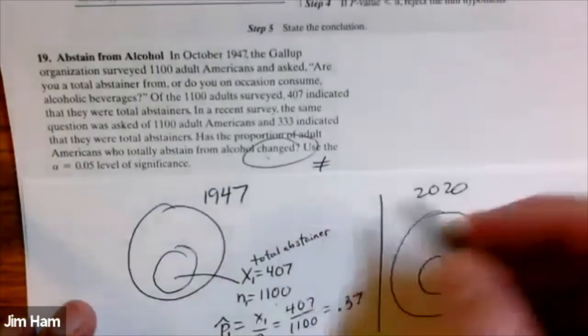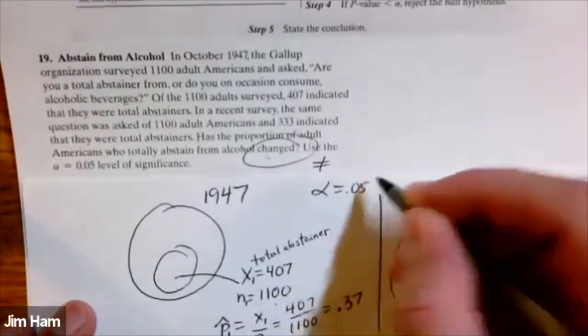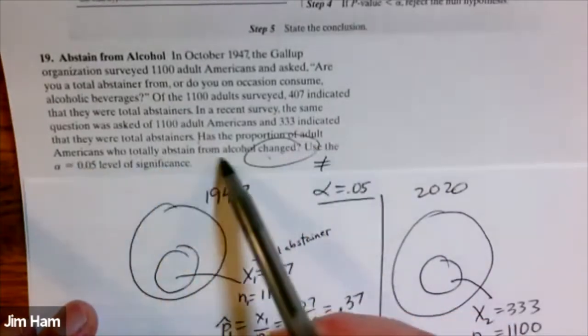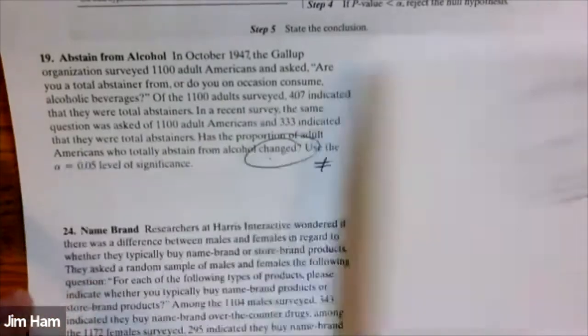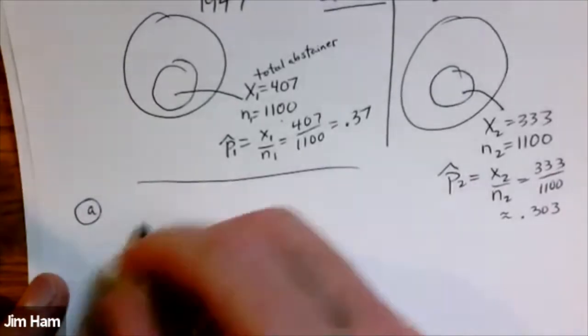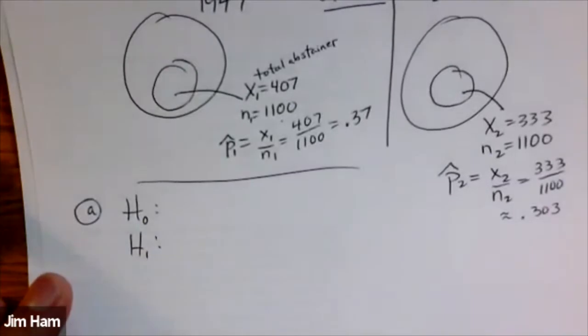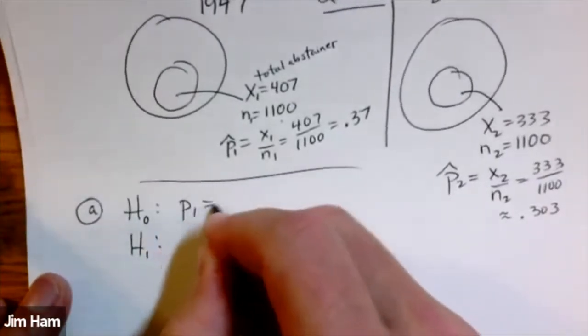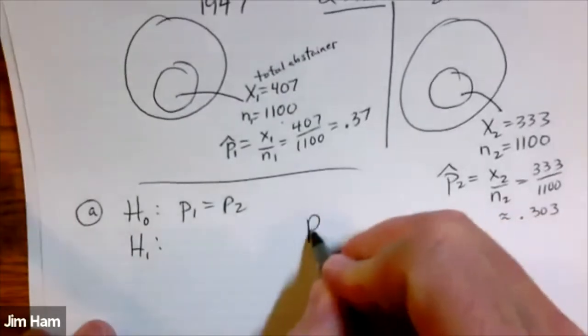The other thing it gives us is alpha, the significance level, 0.05. Has the proportion of American adults who totally abstain from alcohol changed? Here's where you would have a bunch of steps to go through the hypothesis test. The first one is to write the hypotheses. What's nice about this section is that the null hypothesis will always be the same. What's more difficult about this problem is that we now have two variables in our hypothesis, and so we need to define them both.